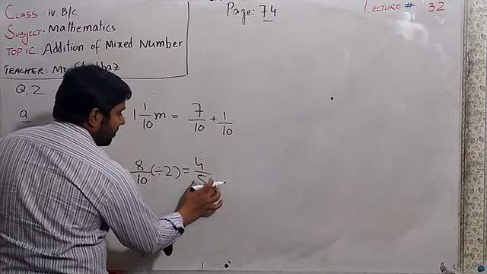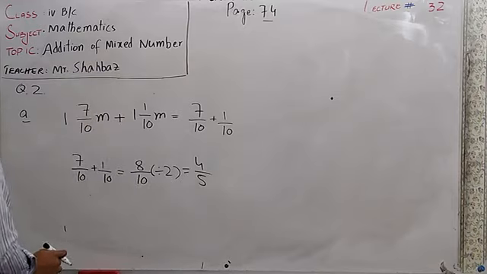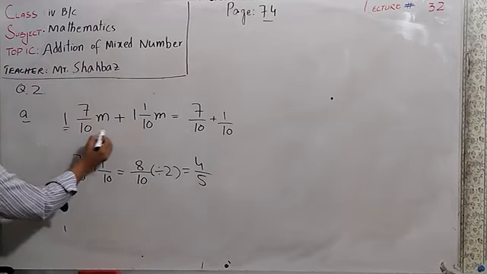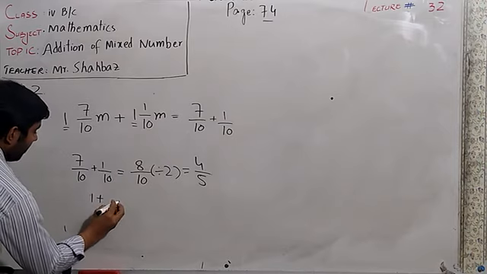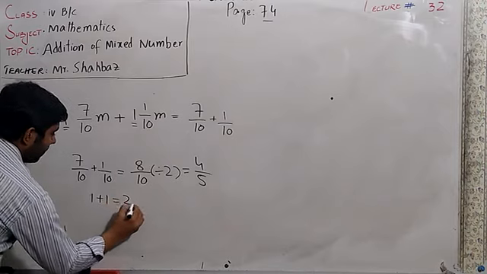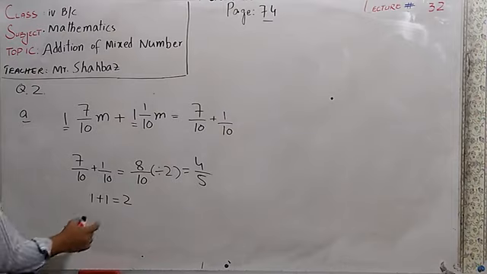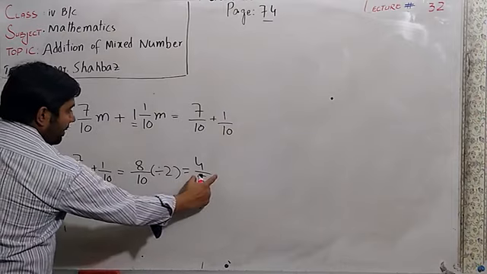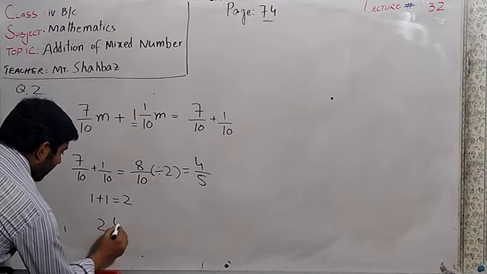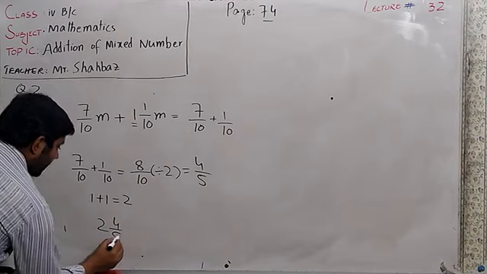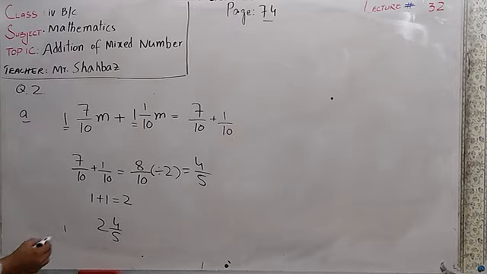That is the lowest term. Now we have this whole number and this whole number. 1 plus 1 is equal to 2. Now we will write the whole number 2 and this fraction: 2 whole 4 over 5. This is the answer.